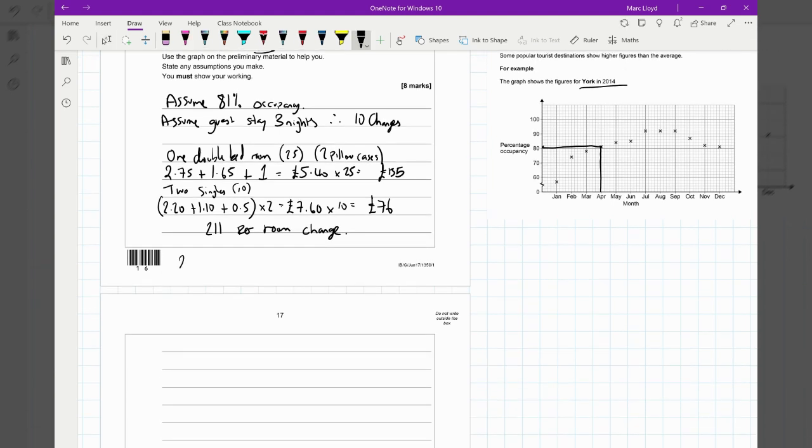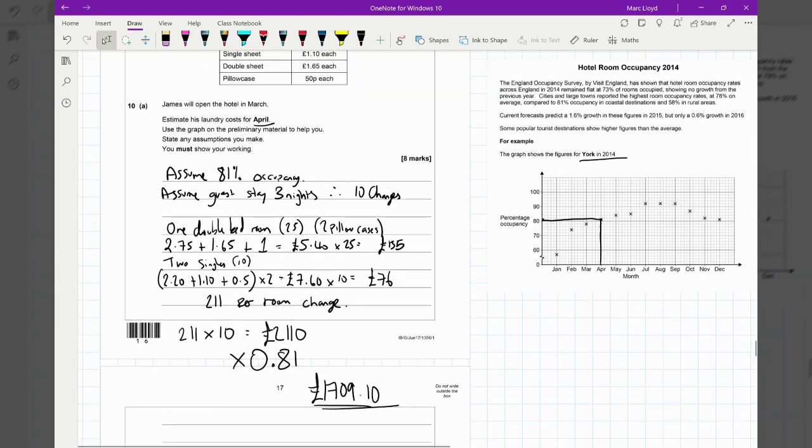Then I'm going to do 211. There's going to be 10 changes because I've assumed that they're going to stay for 3 nights and there's a change. So times that by 10, which is £2,110. Finally, my occupancy. So this, of course, is an estimate. We're going to multiply that by 0.81, which I've read from the graph, giving us an overall cost of £1,709.10.